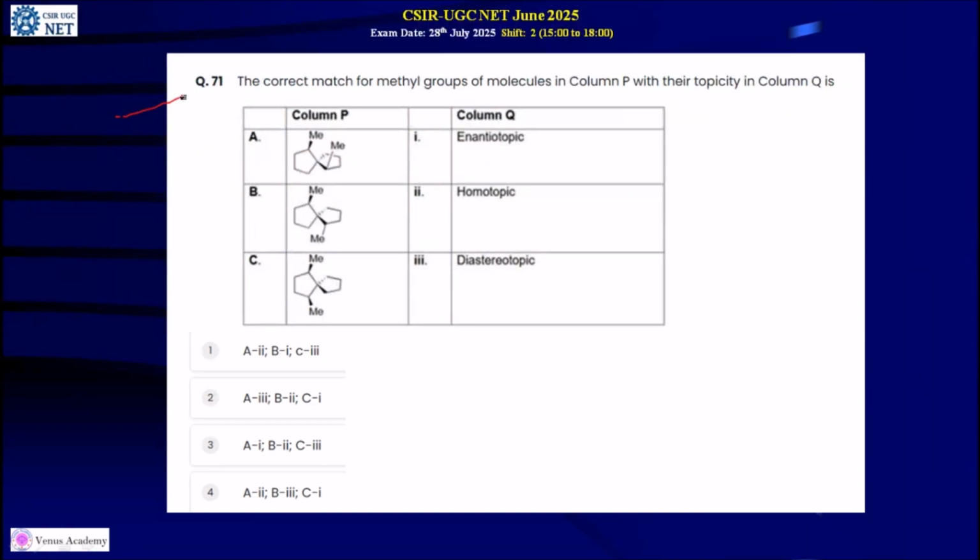Next, question number 71. The correct match of methyl groups of molecules in column P with their topicity in column Q is... So what is happening? This is a methyl group. So the methyl groups are, yes, this is upside and this is on plane. So A is diastereotopic, whereas B is homotopic, and this is enantiotopic. That means option number 2 is the correct option, students.